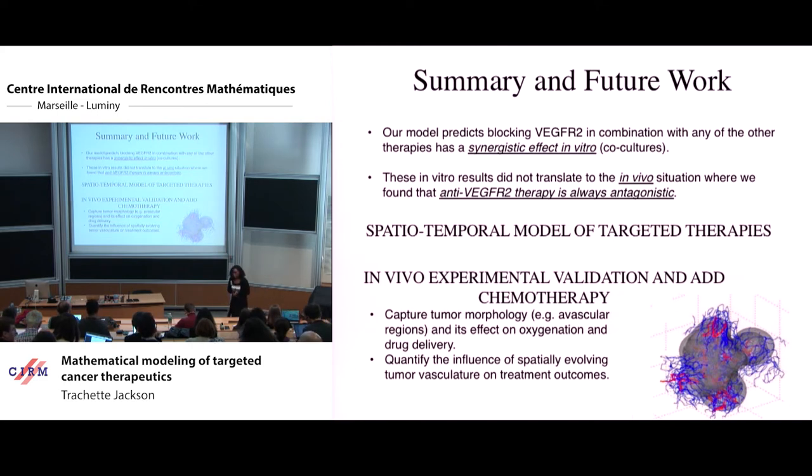And then we want to move this into a spatial setting. Right now, our blood vessel density is just a function of time. We know that within tumors, there's a very tortuous geometrical arrangement of blood vessels, and that could have an effect on how treatment is delivered and how the tumor responds, and so we want to add all of that in to this as well. So that's the first example.